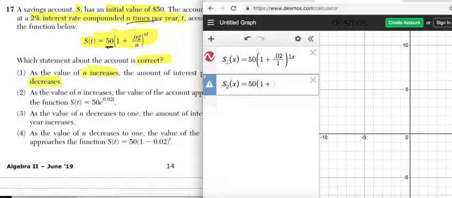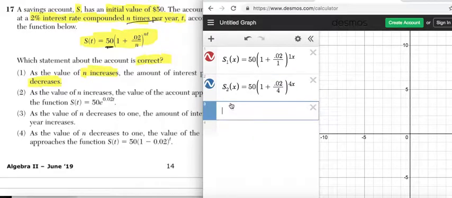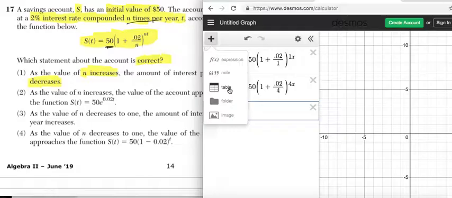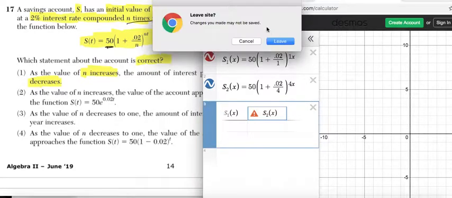Let's say it's done quarterly. That means 4 times a year, right? Or every 4 months. So it'll be to the 4x. Let's compare these two first, and let's see which one grows faster. The initial amount will be the same at $50, right? So s1 of x, s2 of x, and all we need is our input.